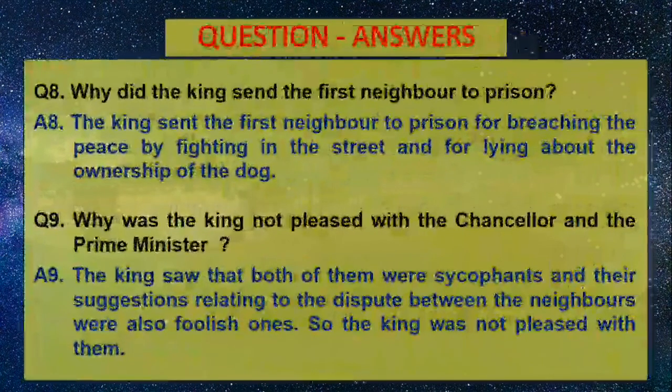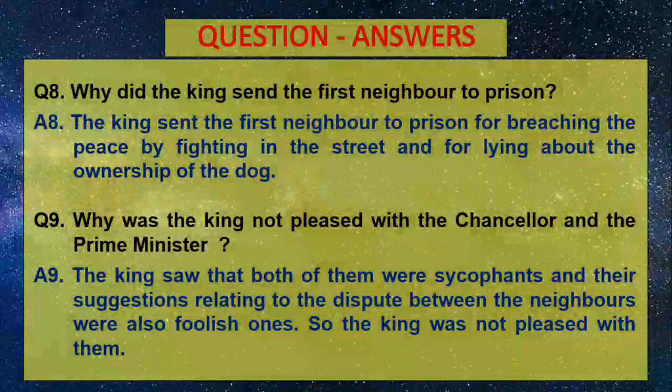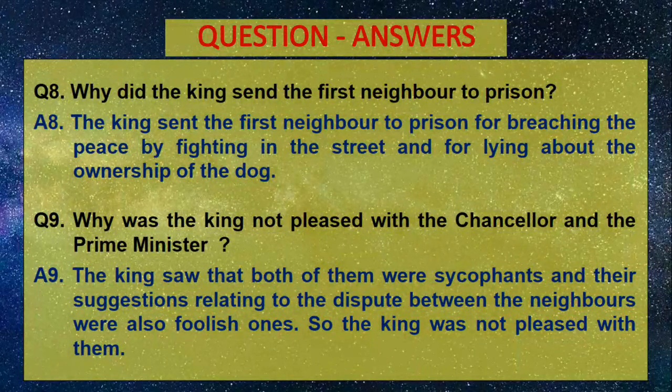Let's know about these answers. Question: why did the king send the first neighbor to prison? And its answer is, the king sent the first neighbor to prison for breaching the peace by fighting in the street and for lying about the ownership of the dog. Next question, why was the king not pleased with the chancellor and the prime minister? And the right answer is, the king saw that both of them were sycophants and their suggestions relating to the dispute between the neighbors were also foolish ones. So the king was not pleased with them.